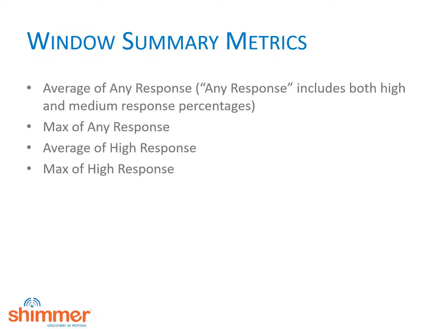Many times, people want to evaluate stimuli as a whole. We find 4 very simple metrics to be very useful for that. They are the average and maximum values of both any response and the high response metrics during the course of the window. Of course, the question immediately arises, do these metrics actually mean anything?